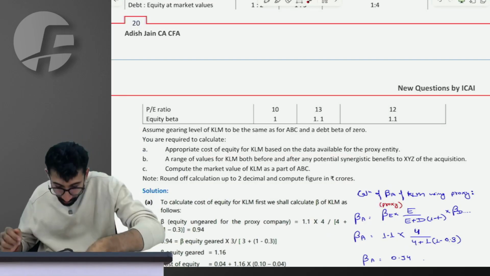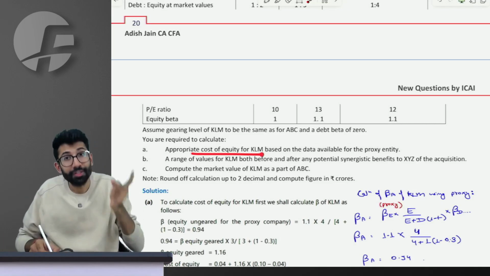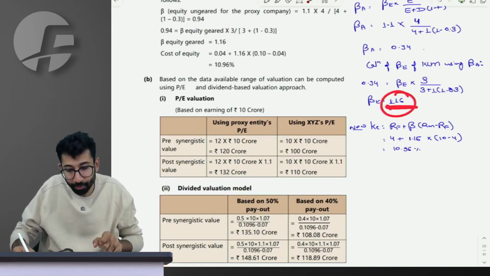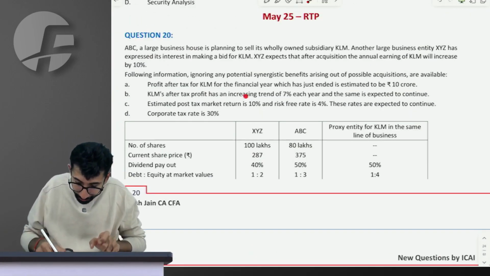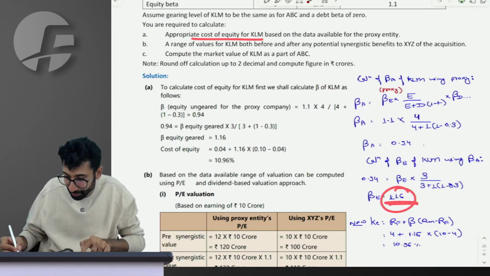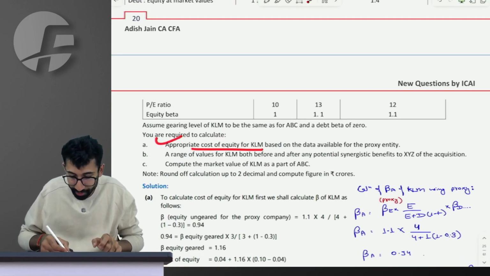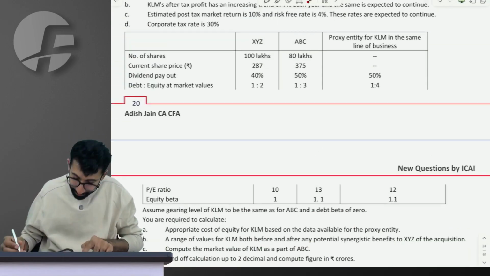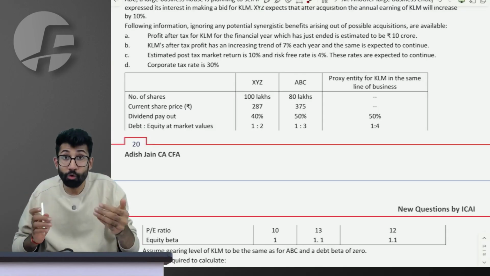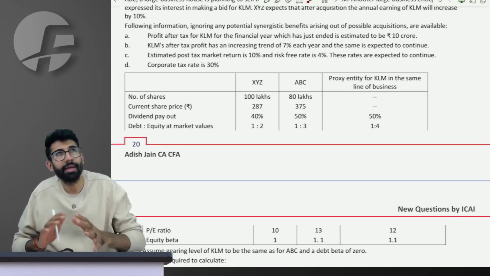Yes, people. So cost of equity we can calculate once we have beta of equity. For my entity KLM, 1.16 is the beta of equity, RM is 10, RF is 4. So 1.16 into (RM minus RF) which is 6, plus 4, gives me 10.96 as the cost of equity. Easy, basic, done.